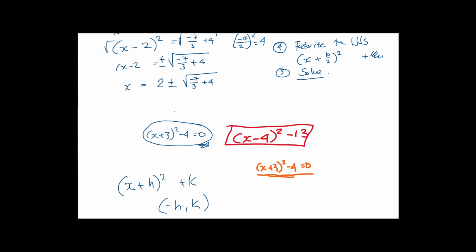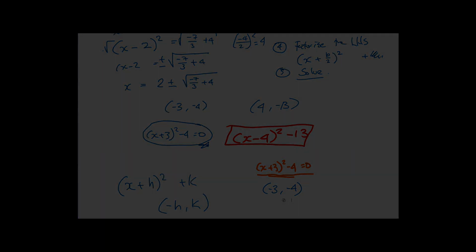So for this one here, the turning point is going to be at -3, -4. For this one here, the turning point is going to be at positive 4, -13. For this one here, the turning point is going to be at -3, -4. That's why we do that. But we also get to solve, and we get to find where the vertex is. And that's why we do completing the square.